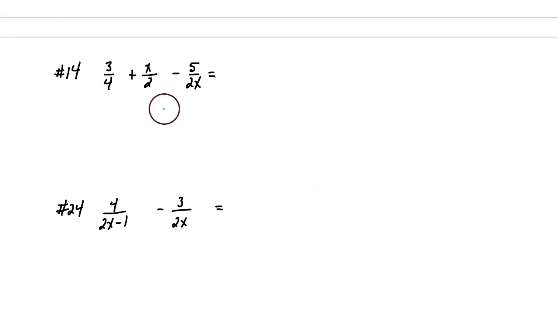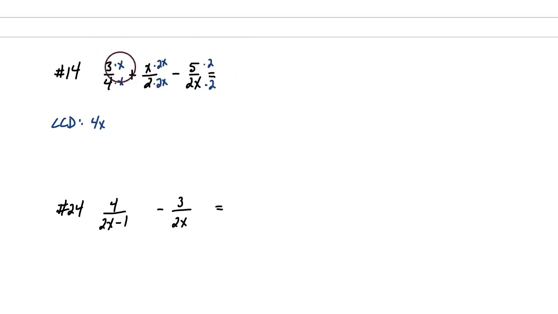Number 14, again, adding and subtracting fractions, we have to have the same denominator. We have a 4 and a 2 and a 2x. So working with the numbers, we would need to have 4. But seeing that this one has an x, we also need an x in our denominator. We could turn this into 4x by timesing by x and in the top. We can turn this into 4x by timesing by 2x and in the top. We can turn this into 4x by timesing by 2 and in the top.